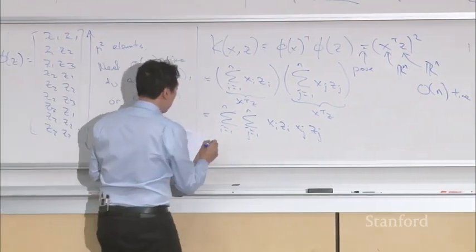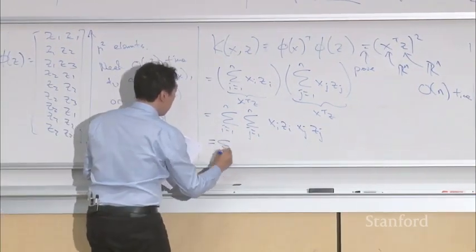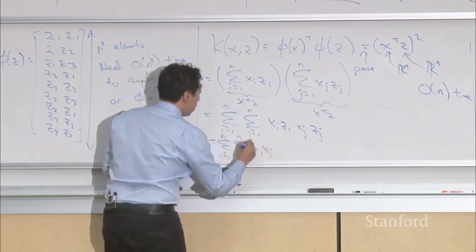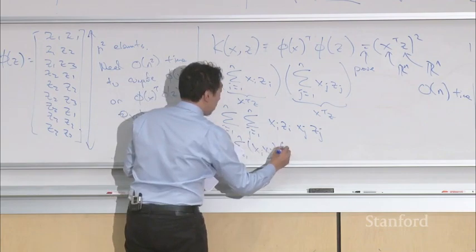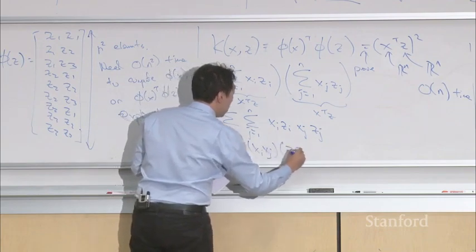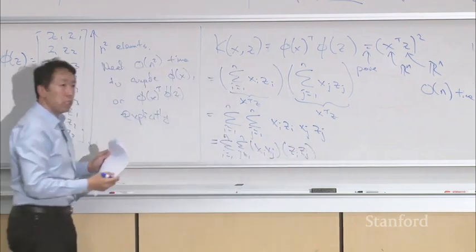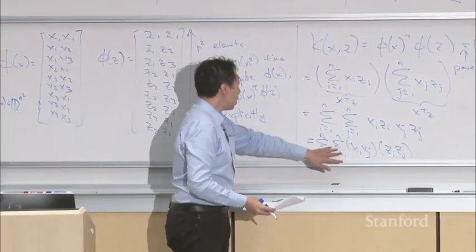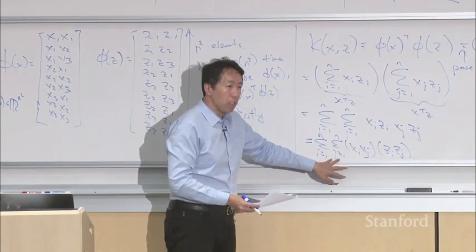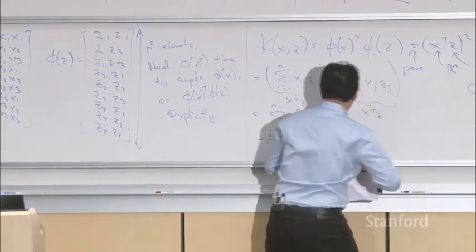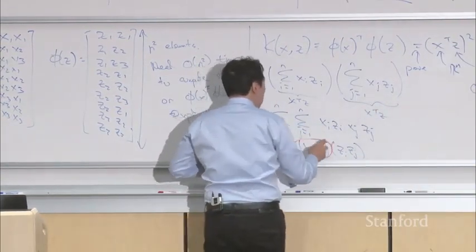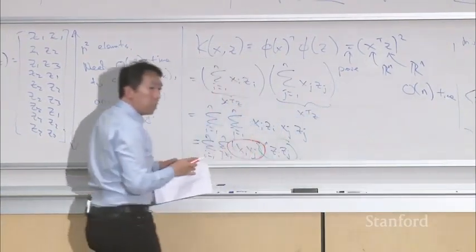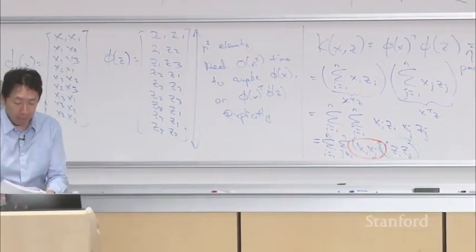And this, in turn, is sum over i, sum over j of xi, xj times zi, zj, right? And so what this is doing is it's marching through all possible pairs of i and j and multiplying xi, xj with the corresponding zi, zj and adding that up.